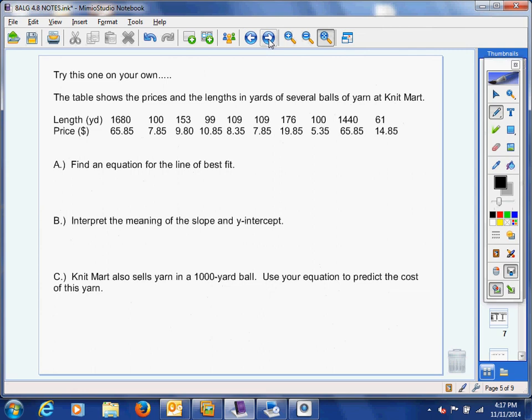So you've learned quite a bit. I've got another one for you to try. I want you to try the keying sequence. Remember, this is going to go in as L1. This is going to go in as L2. I want you to do the equation and then interpret, and then use your equation in letter C and find the cost of that 1,000-yard ball of yarn, okay?